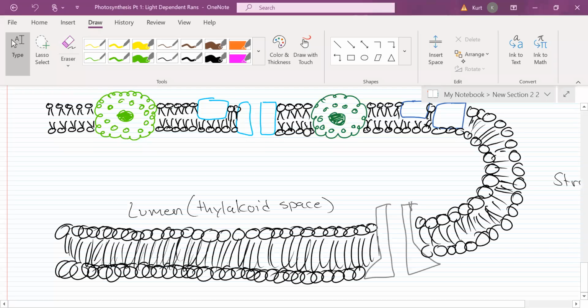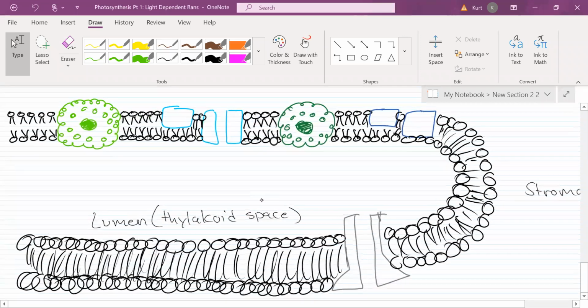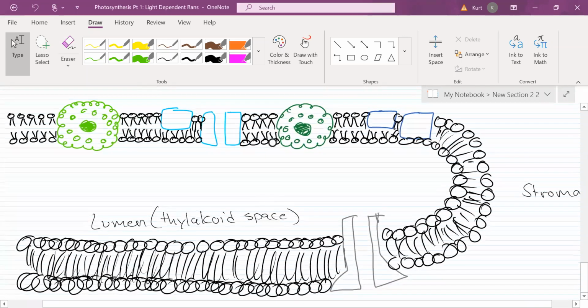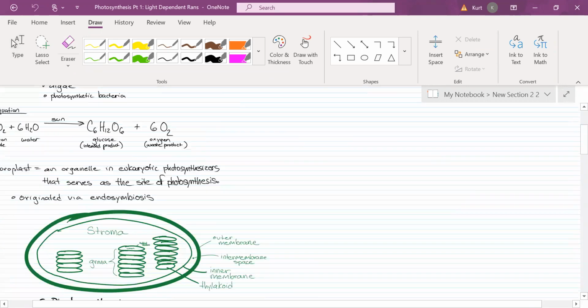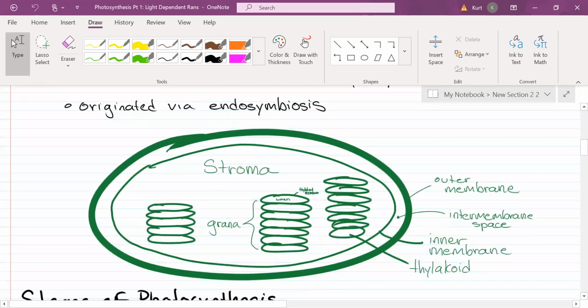Okay, so today we're going to continue yesterday's lesson on the light-dependent reactions. We've gone over an overview of photosynthesis, then we started getting into the first part of photosynthesis, which is the light-dependent reactions. What you guys are looking at here is the thylakoid membrane in the space inside the thylakoid. If you don't remember what the thylakoid is, if you look in here, this is a chloroplast. This is the organelle in which photosynthesis happens.